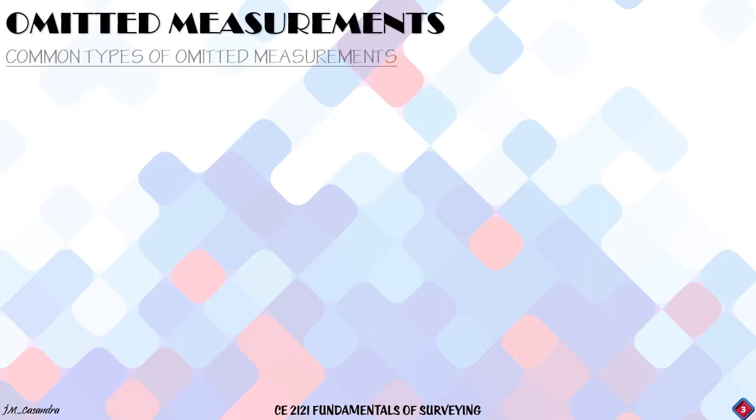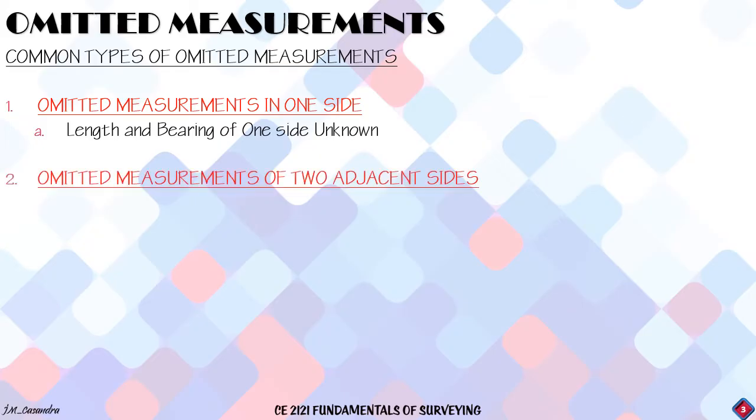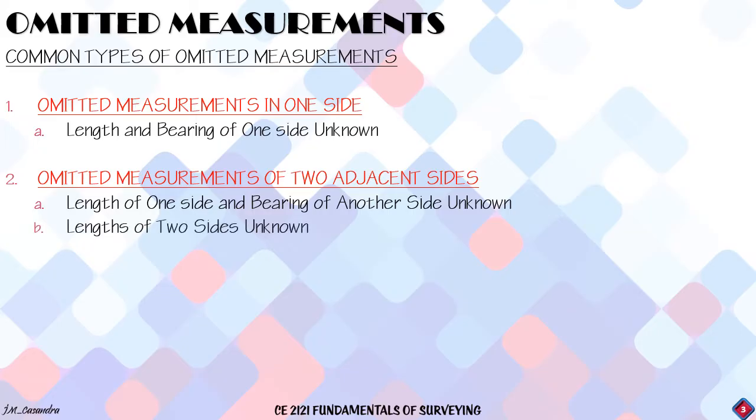So omitted measurements have common types, which includes now the omitted measurements in one side, meaning the length and bearing of one side is unknown. The second is the omitted measurements of two adjacent or adjoining sides. So case 1 is when the length of one side and the bearing of another side is unknown. Second case is that the length of the two sides are unknown. And case 3 is the bearing of two sides are unknown.